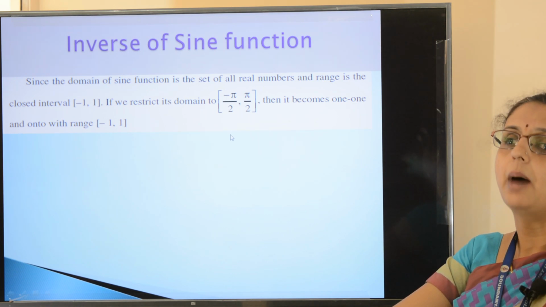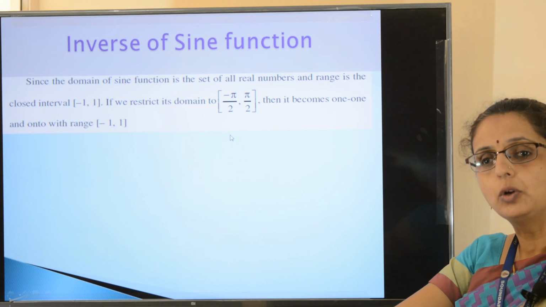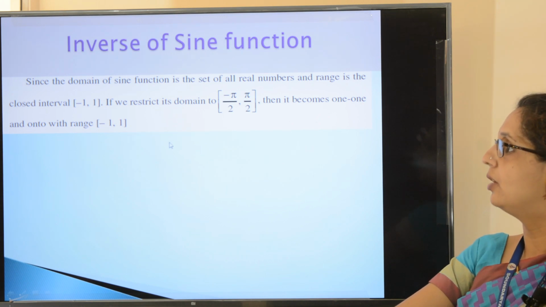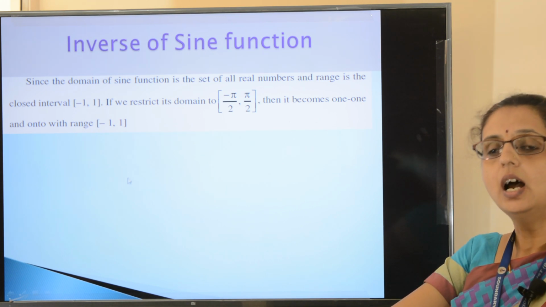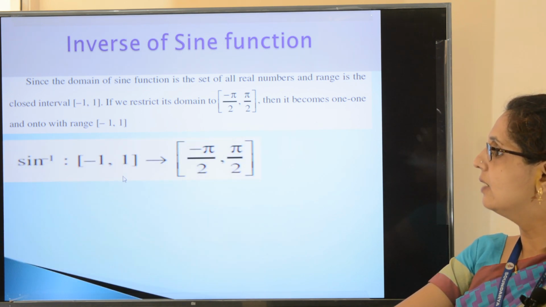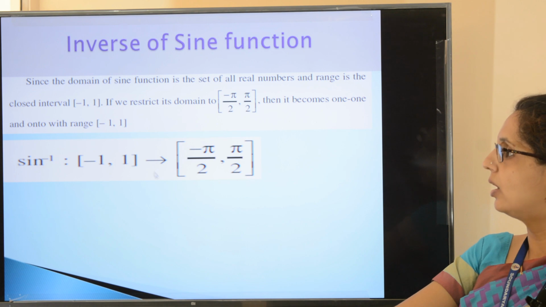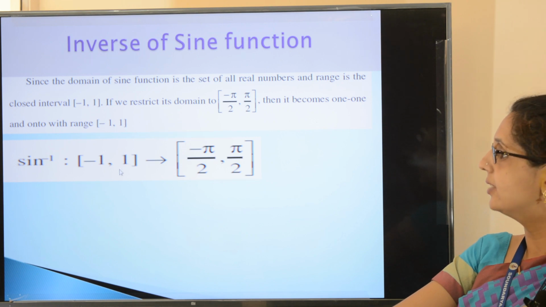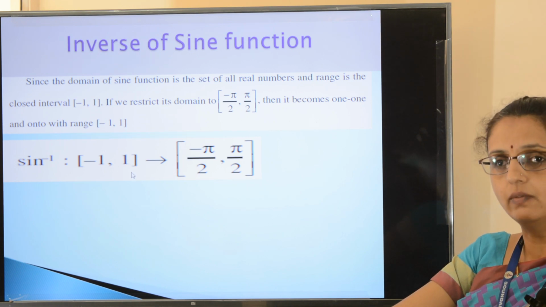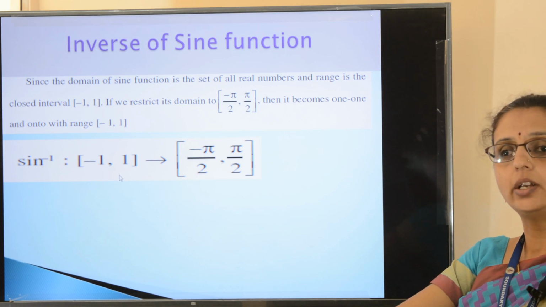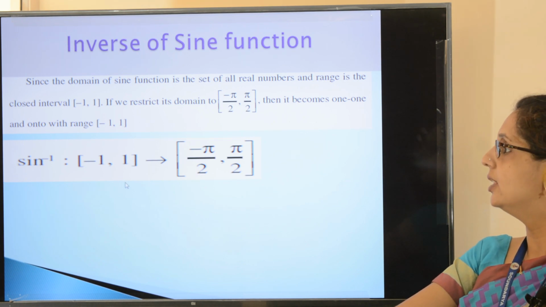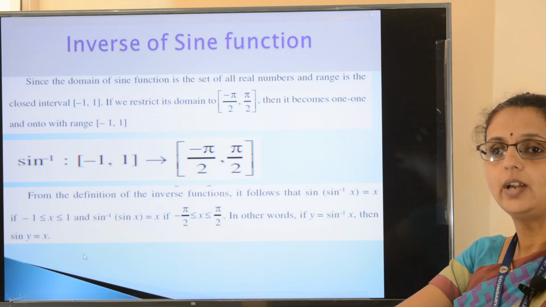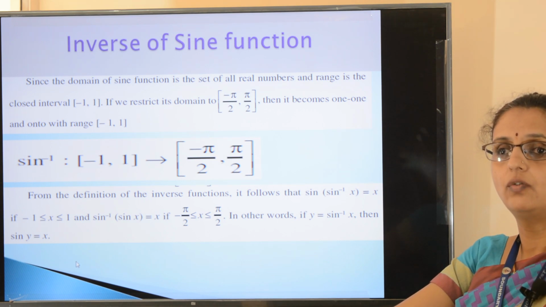Closed interval -π/2 to +π/2, and its range will be closed interval -1 to +1. Then only the sine function becomes one-one and onto, and only then its inverse exists. So we have to define the sine inverse function as a function whose domain gets reversed. You might be observing here, because it is inverse, its domain is closed interval -1 to +1 and its range is -π/2 to +π/2.